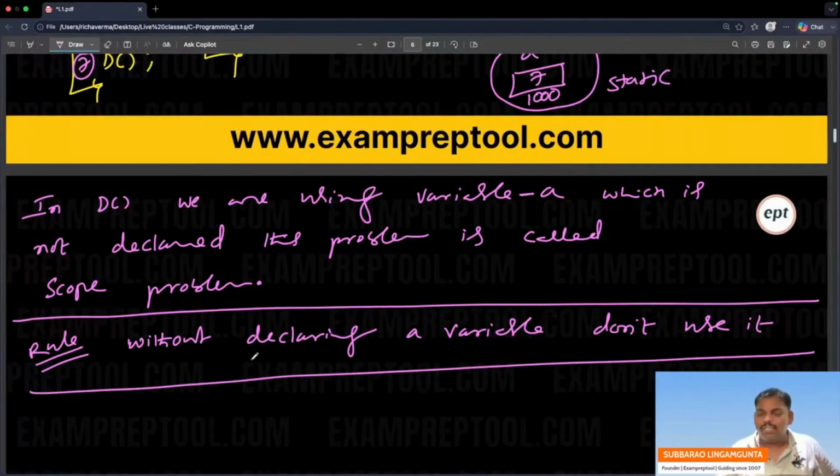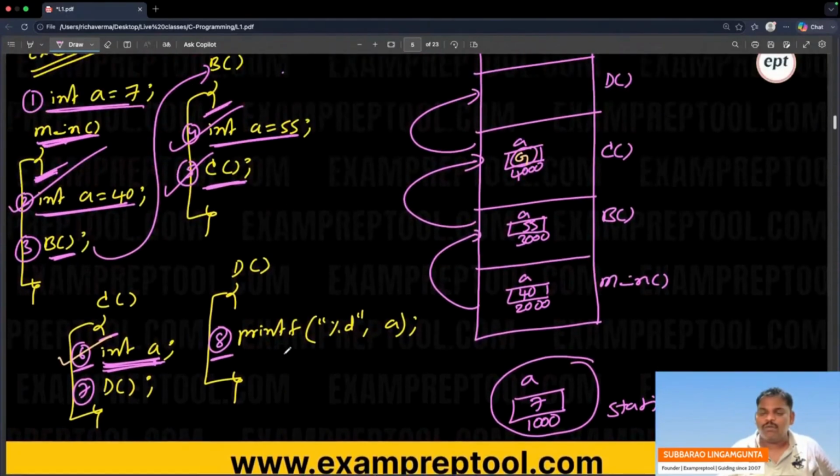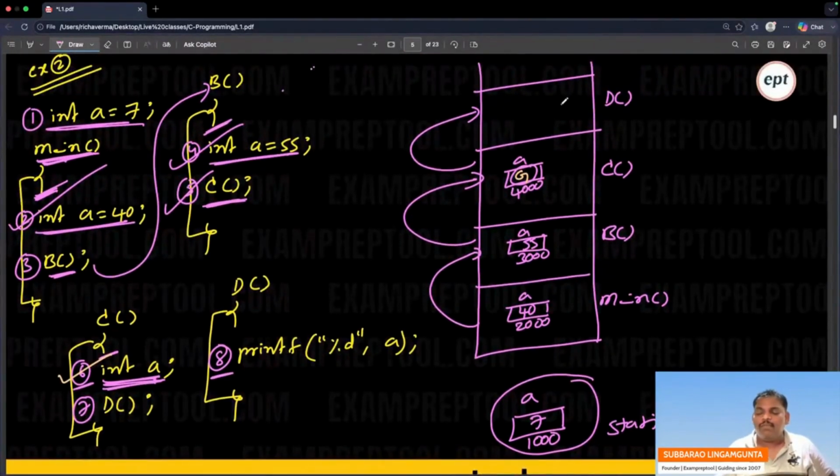I think it's a very interesting story. Can you see the story now? I am in the D function. In the D function, I am using A, but A is not there. No memory is created in the D function. I don't know where this A came from. So this is called a scope problem.